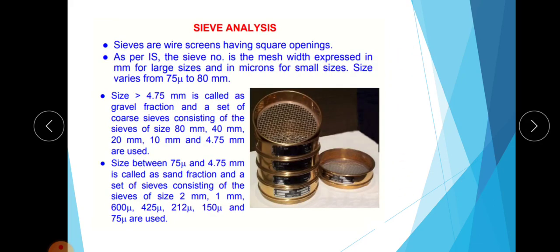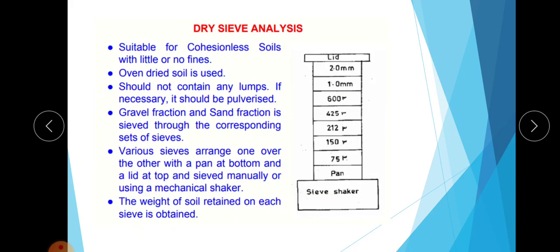Sand fraction means size less than 4.75 mm. So less than 4.75 mm, the next sizes are 2 mm, 1 mm, 600 micron, 425 micron, 212 micron, 150 micron, 75 micron, and below that there will be a pan. There will be a pan for collecting the residue which passes the 75 micron sieve. So this is the arrangement of sieves for sand fraction.